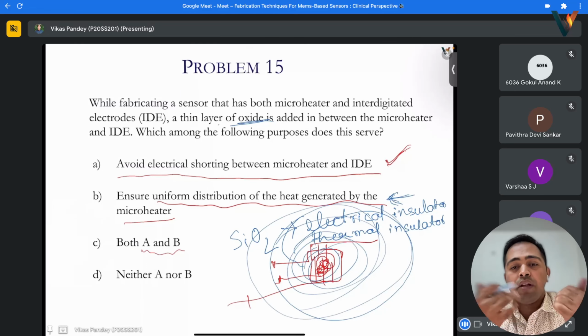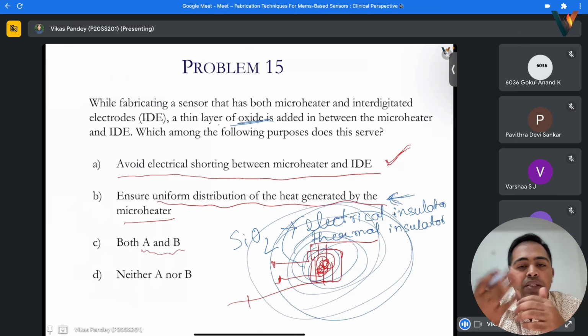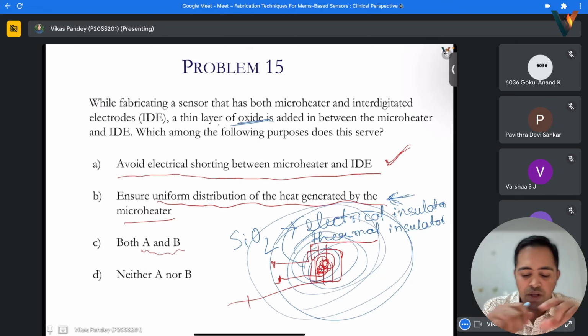Okay, anyway, this is something that we'll be seeing later on, when we'll be seeing how these sensors are made and all.